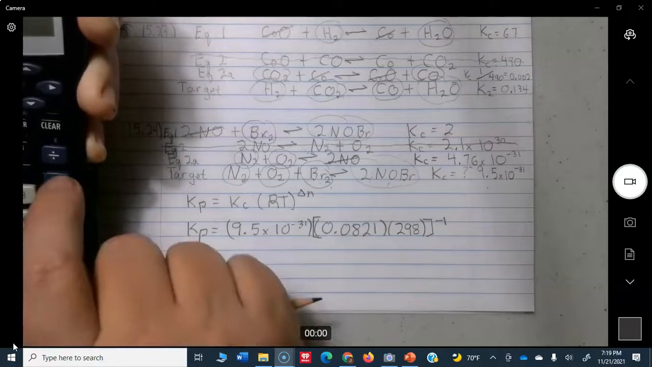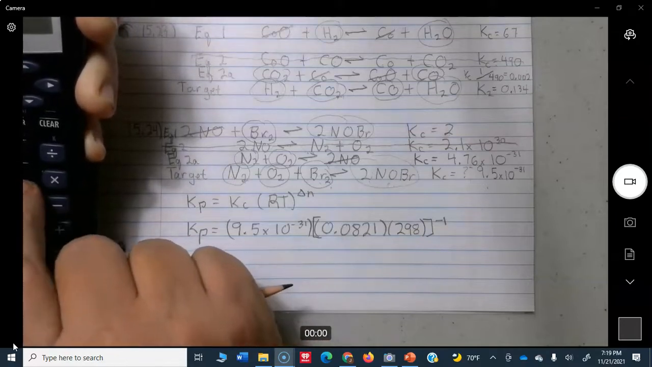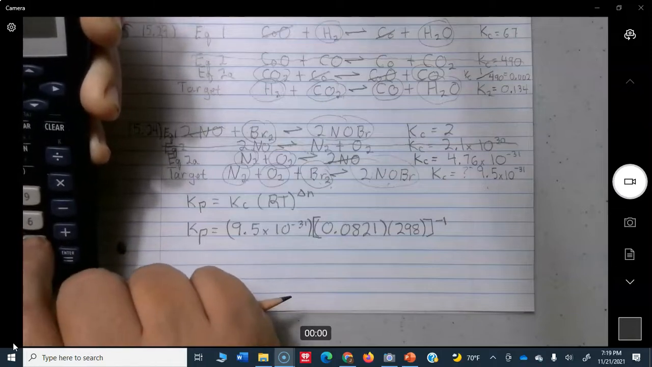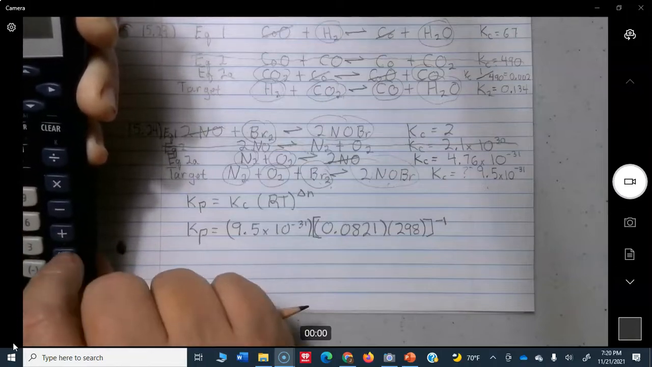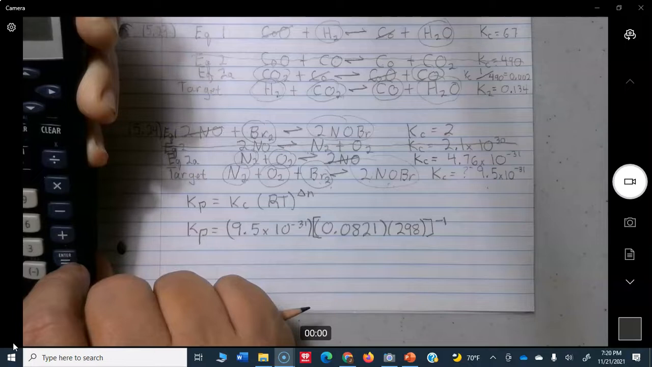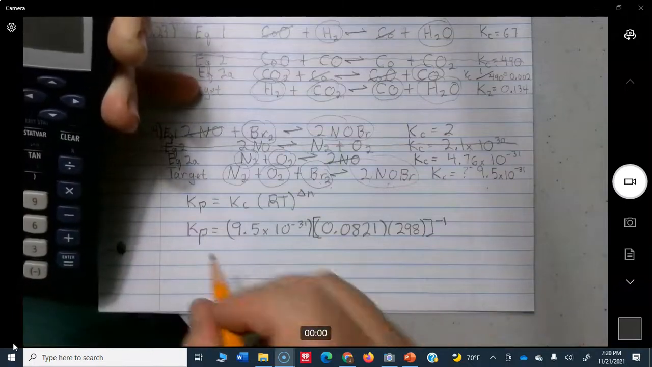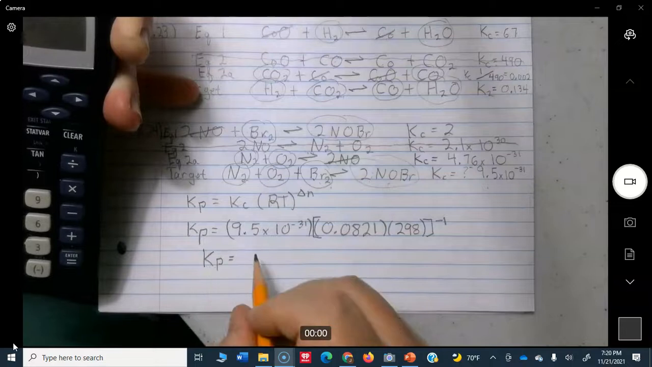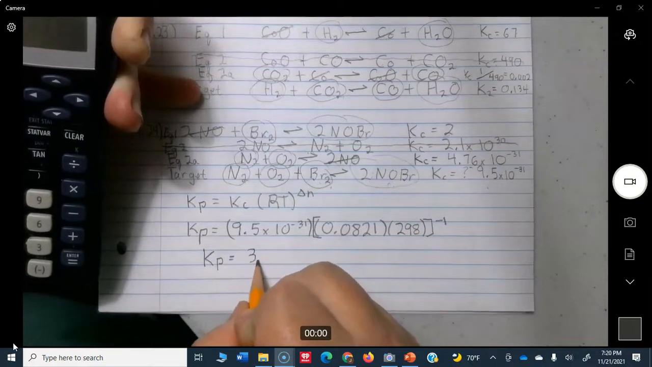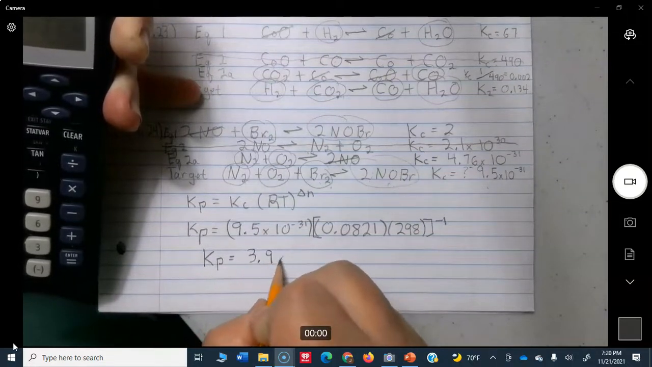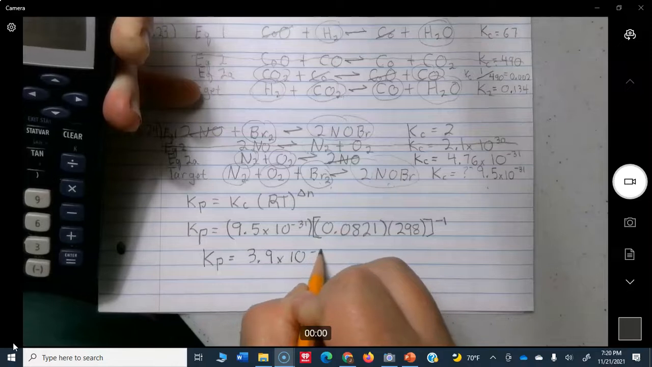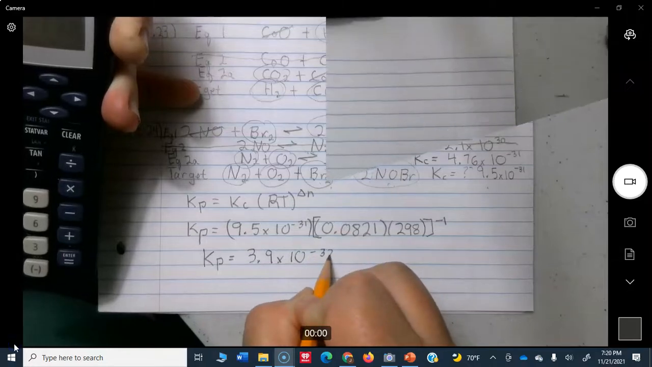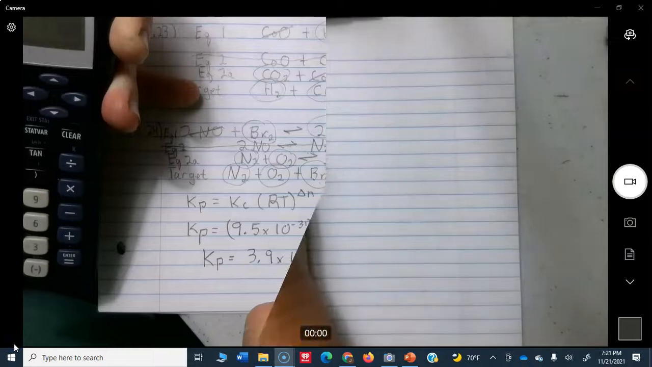And now we're going to multiply that by 9.5 times 10 to the -31st power. And that gives us an even smaller number for Kp, times 10 to the -32nd. Okay, one more to go. It's 15.29.